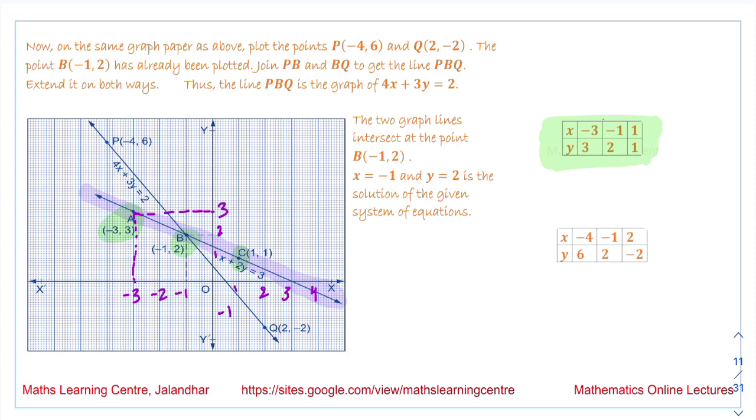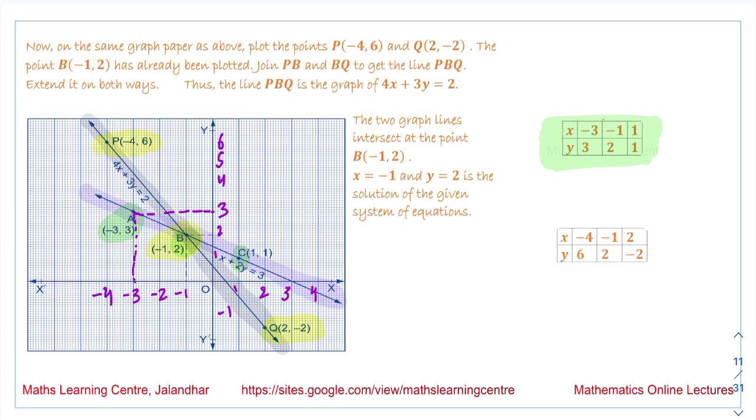Next points we have, it is (−4, 6). So (−4, 6) is somewhere over here. I think this is point −4. This is 3, 4, 5 and 6. Next is (−1, 2), which we have marked earlier also. And the last point we have is (2, −2). When we join these points, we obtain this straight line over here.